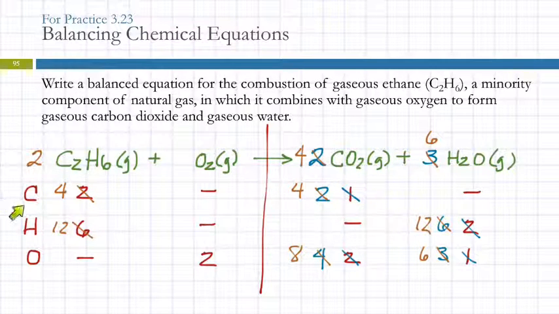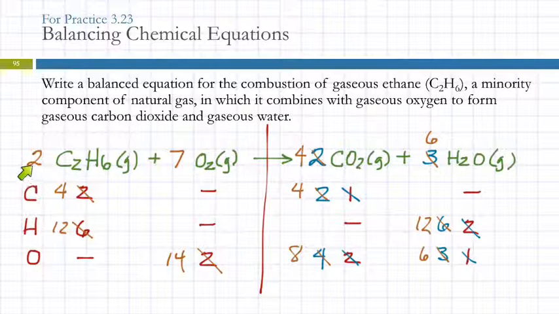Are the carbons still balanced? 4 and 4. Are the hydrogens 12 and 12? Yes. So by doubling everything else, I didn't mess up the work that I've already done. But now I've got 2 oxygens here, and I want to get 14 on the right. And so I need to multiply by 7, and things will be beautiful. If I multiply by 7, then I've got 14 oxygens. There's my balanced chemical equation.